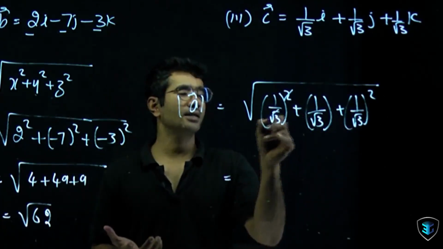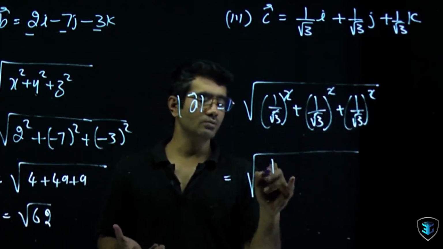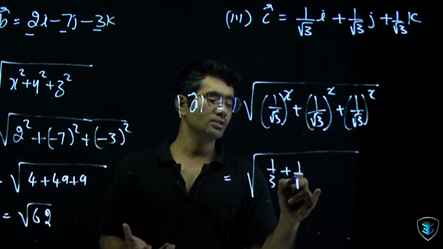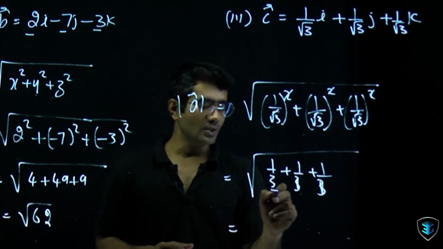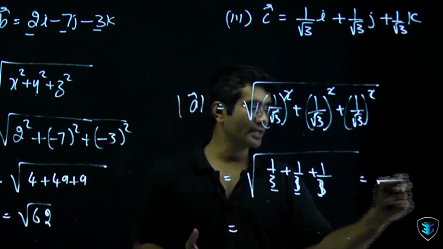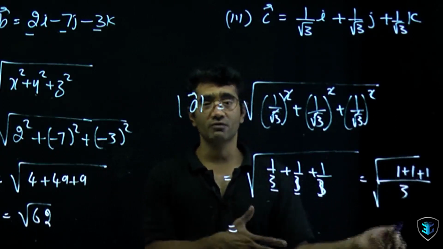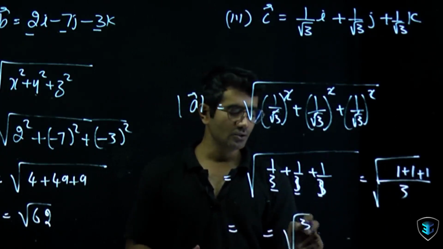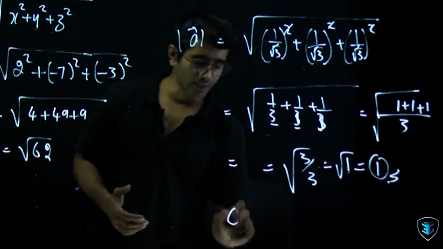Easy. I can actually cancel out the roots. I have a square here and it goes off. So you do get root of 1 over 3 plus 1 over 3 plus 1 over 3. Yeah, it's only 3 here. So I see the denominator is the same. I can just write 3 like that, and you have 1 plus 1 plus 1. That's how we add fractions, basically. You get a root of 3 over 3, which is root of 1, which is 1. So that should be the modulus of vector C.